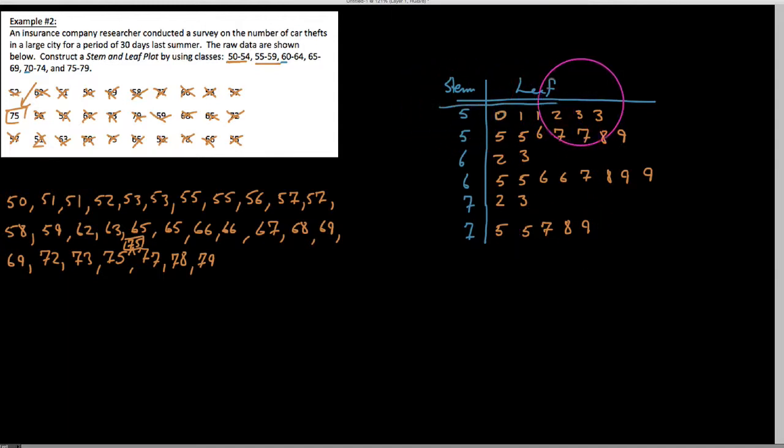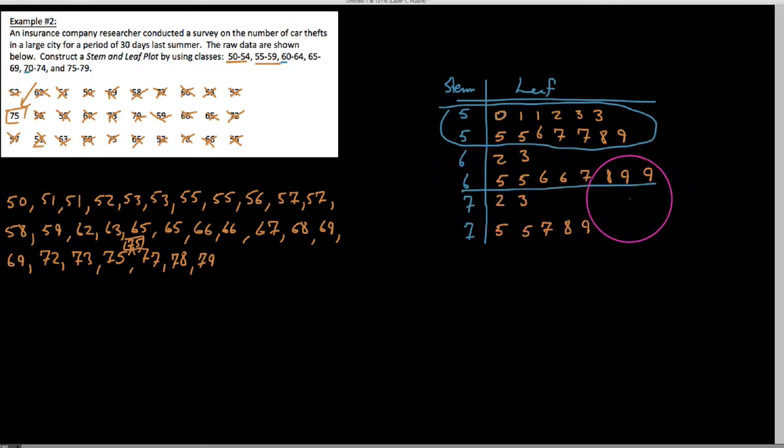Okay, so what conclusions could we draw? Well, we had a lot of car thefts in the 50s. I could see that right here. And then we could say there was a pretty good amount in the upper portion of the 60s. But for the most part, most of our car thefts were somewhere in the 50s for any given day in a large city. But that's how you create a stem and leaf plot when you want to split up your classes into smaller subclasses. Cheers.